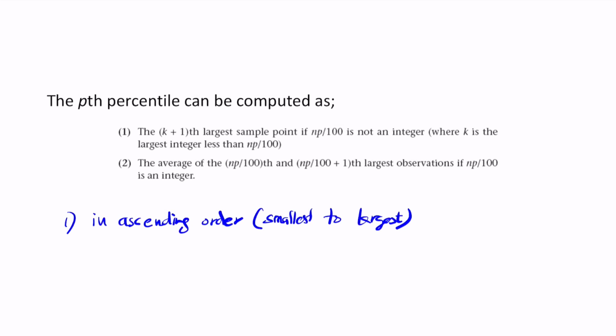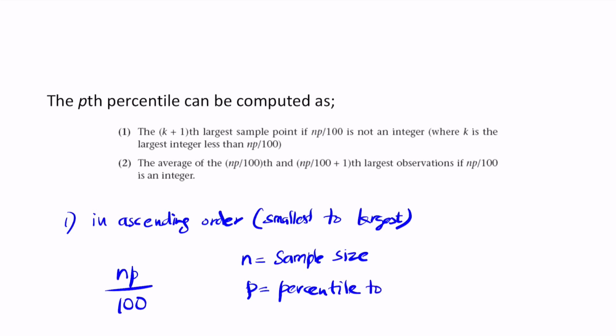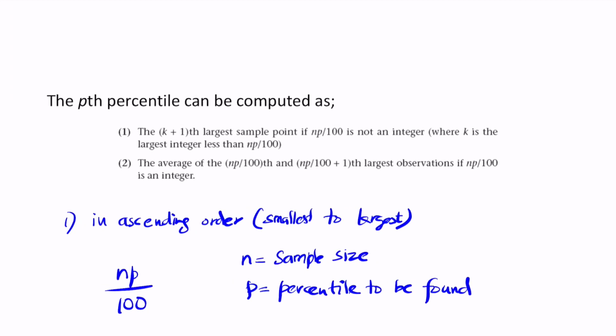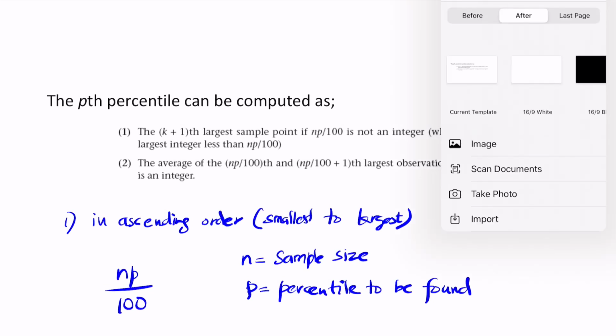The first condition that we require is NP by 100, where N represents the sample size and P represents the percentile to be found. Remember that we don't need to write the percent value as a decimal, we have to write it as a number. Once you find NP by 100, there are two conditions that we have to determine.